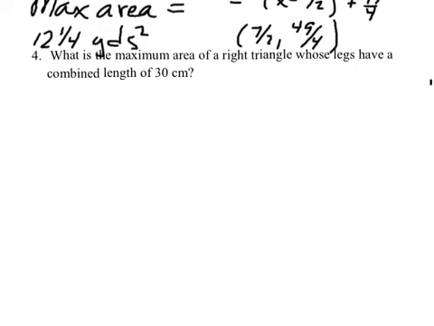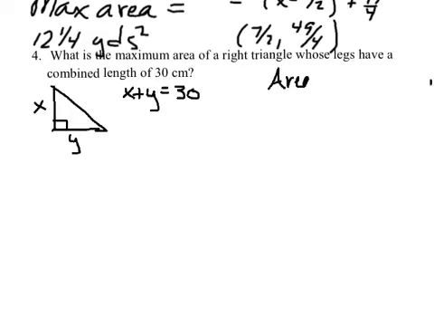It says, what's the maximum area of a right triangle whose legs have a combined length of 30 centimeters? So let's do a little review here. So here's my right triangle. If this is x and this is y, it's just saying that x plus y will equal 30. Again, it's saying what's the maximum area? Well, remember, area of a triangle is 1/2 base and height. So, same steps as always.